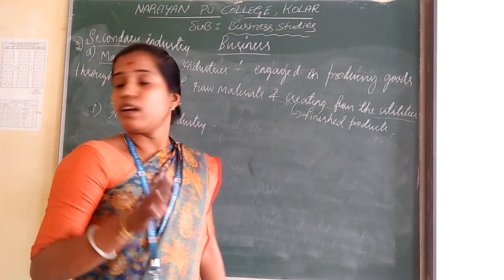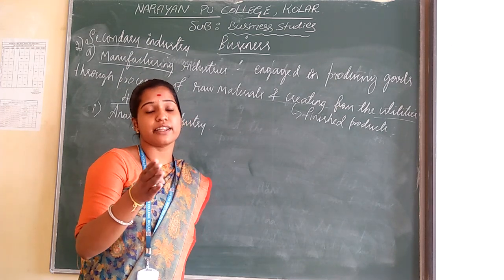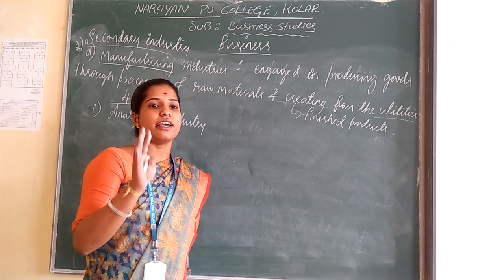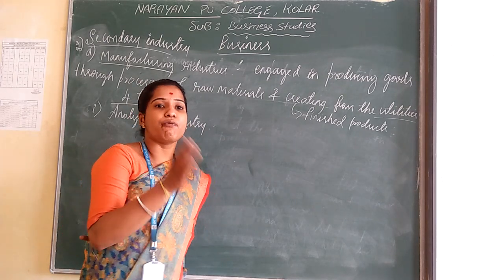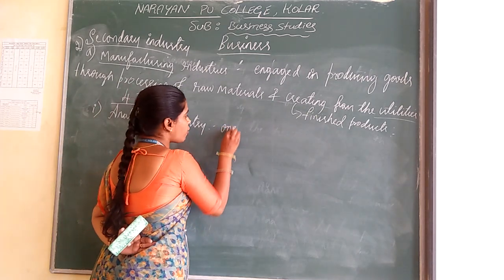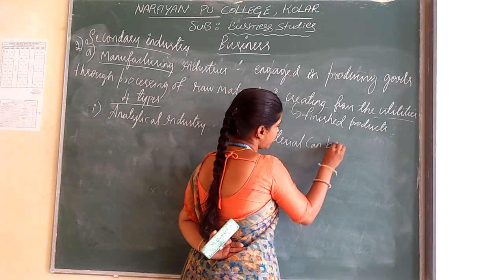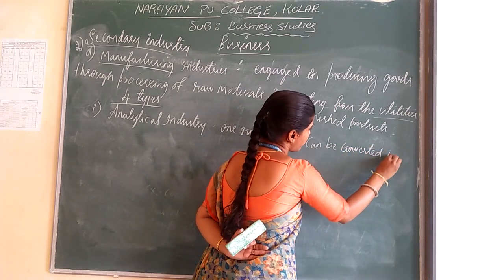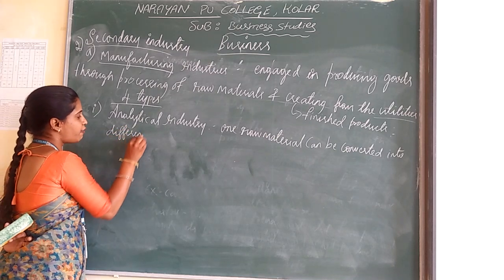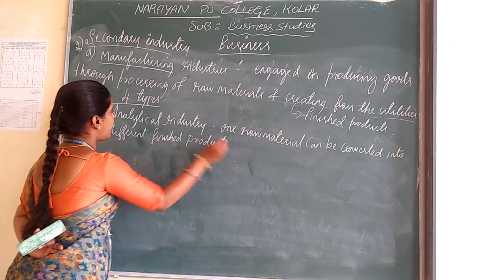Analytical industry, where one raw material can be converted into different finished products. For example, an oil refinery. Here one raw material is converted into different finished products, which is known as an analytical industry.